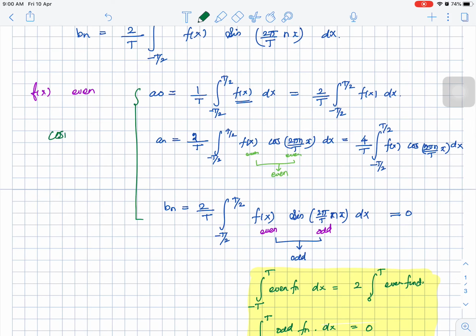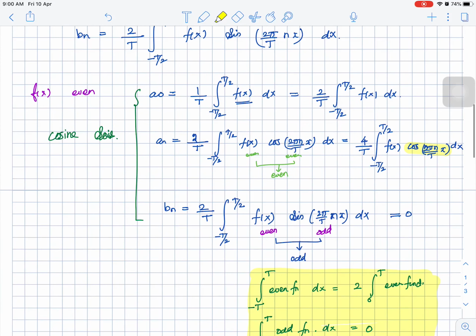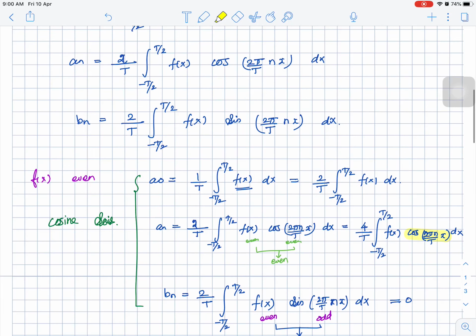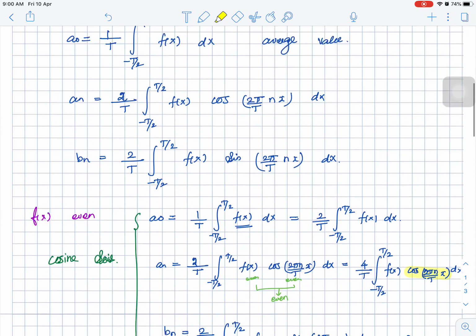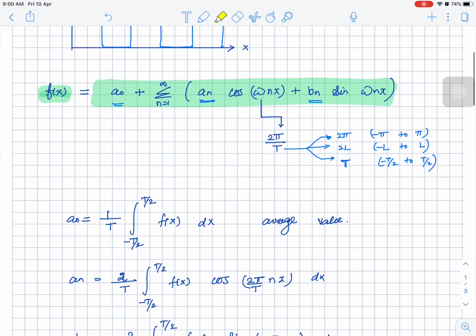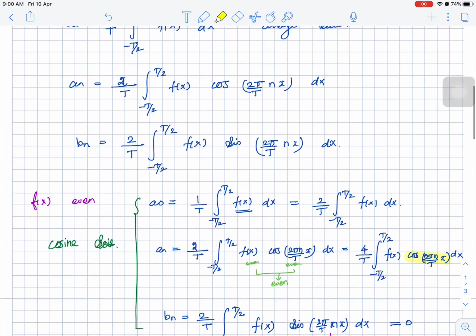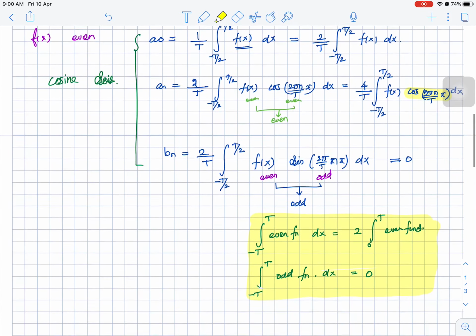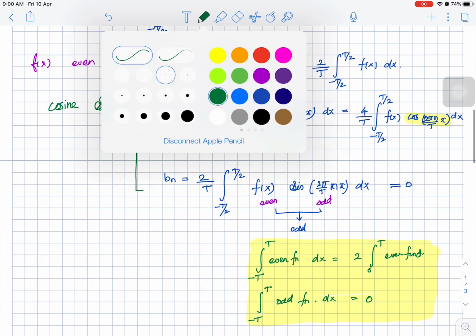So this is called a cosine series, because these only contain cos terms. Namely, here there is one cos. If you substitute it here, bn equals 0, therefore if you substitute this in the Fourier series, you will get only cos terms. So therefore it is called a cosine series.